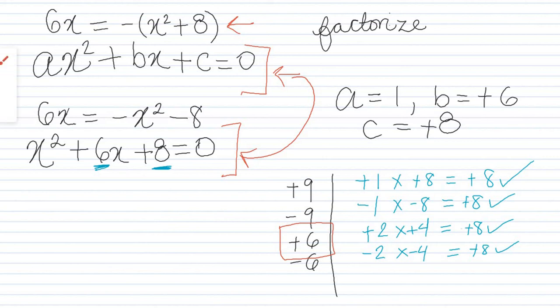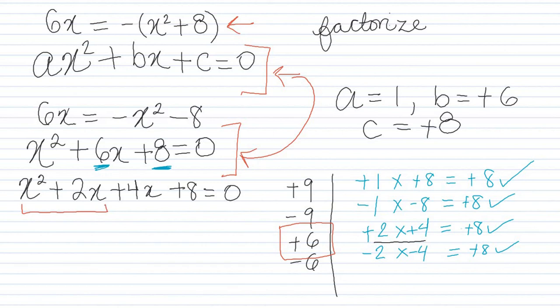So we're now going to have x squared plus 2x, because even though we're adding up to positive 6, we still have to remember that there is a variable. So it's not just 6, it's positive 6x. So plus 4x, because we're picking this one, plus 8. That's what we're going to work with. Now we're going to factor, focusing on the first two terms separately from the last two terms.